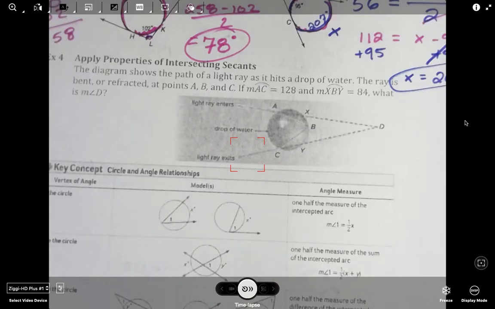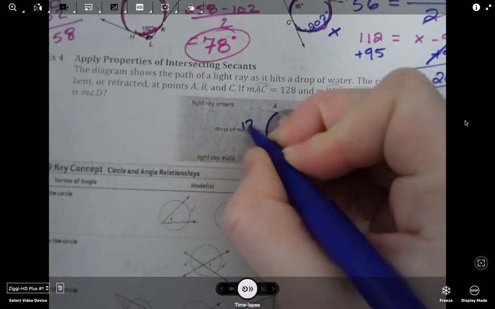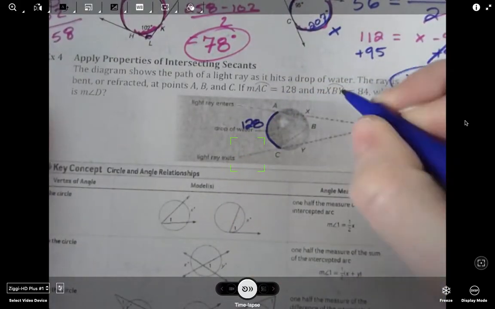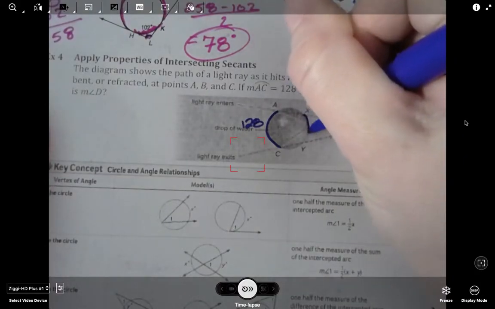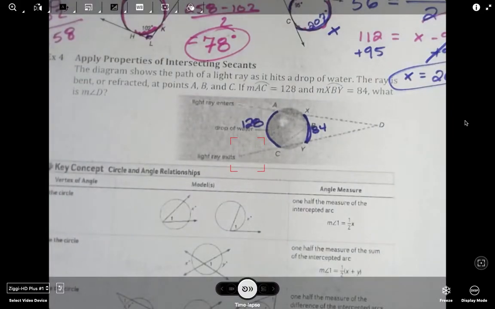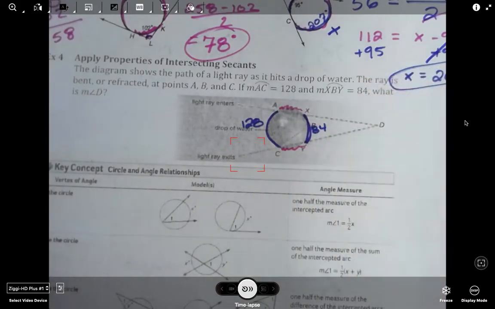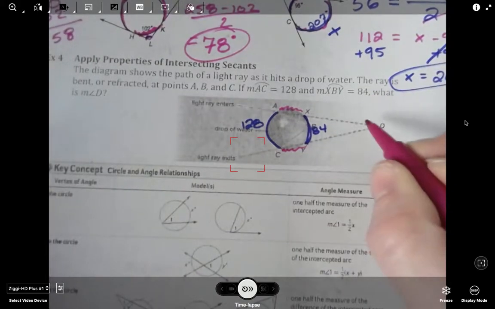At points A, B, and C, if the measure of arc AC, let's label that, arc AC right here is 128. And XBY, this arc right here is 84. Now those should not add up to be 360 either, because this little bottom part is not accounted for, and this top part is not accounted for. So those should not add up to 360, and that's okay. They want to know what angle D is. This is the angle of refraction.